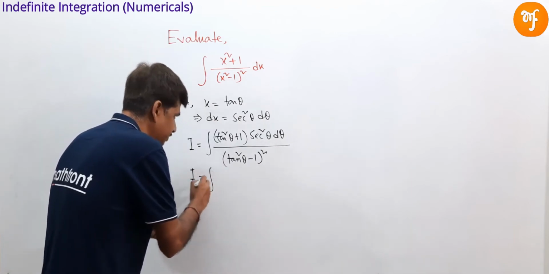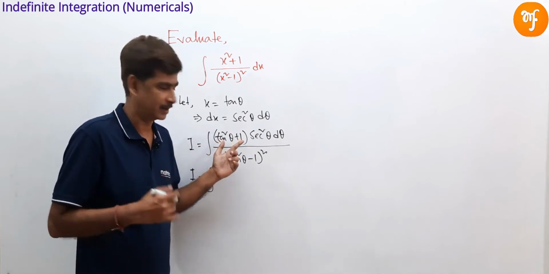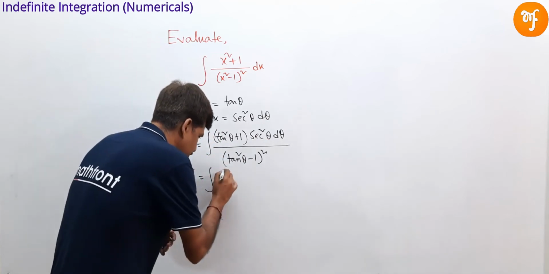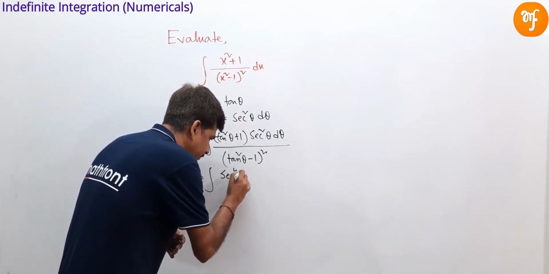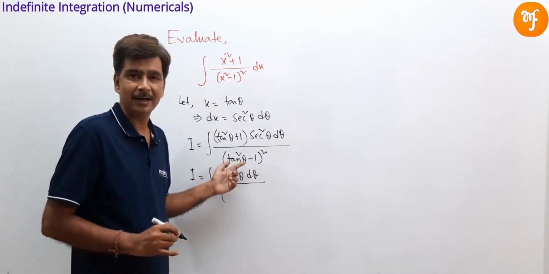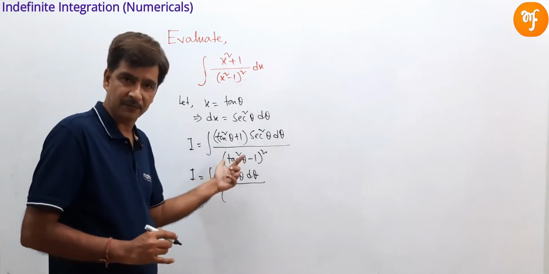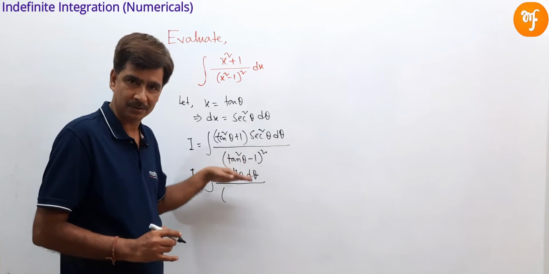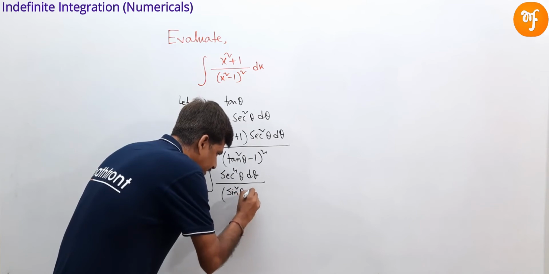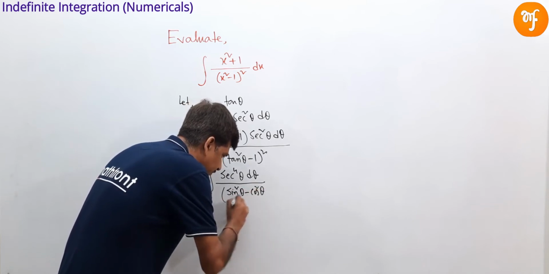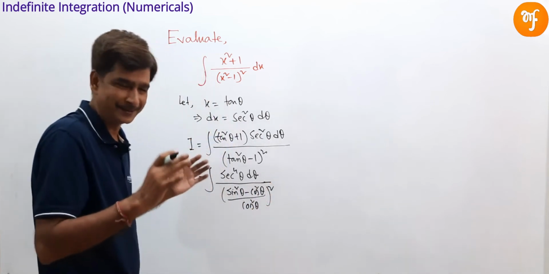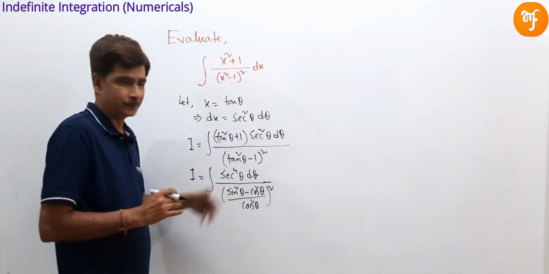I is equal to integration of tan square theta plus 1, which is sec square theta. So we are writing sec square theta into sec square theta, that is sec to the power 4 theta d theta, and writing tan square theta as sin square theta by cos square theta. If we simplify it, it will be sin square theta minus cos square theta by cos square theta whole square. Okay, now let's simplify more.